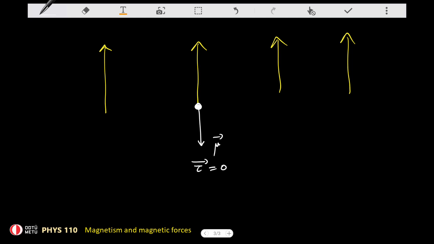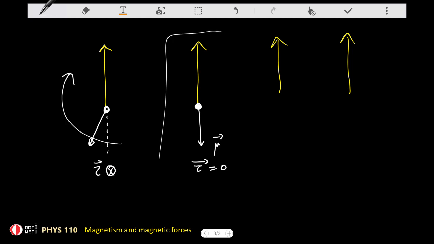But this is unstable because if the dipole is slightly off from this orientation, for example, by using the right-hand rule, you can see that the torque is pointing into the screen, so therefore this is going to rotate like that. So as a result, the dipole will basically get removed from this equilibrium orientation. Right? So therefore this is an unstable equilibrium.